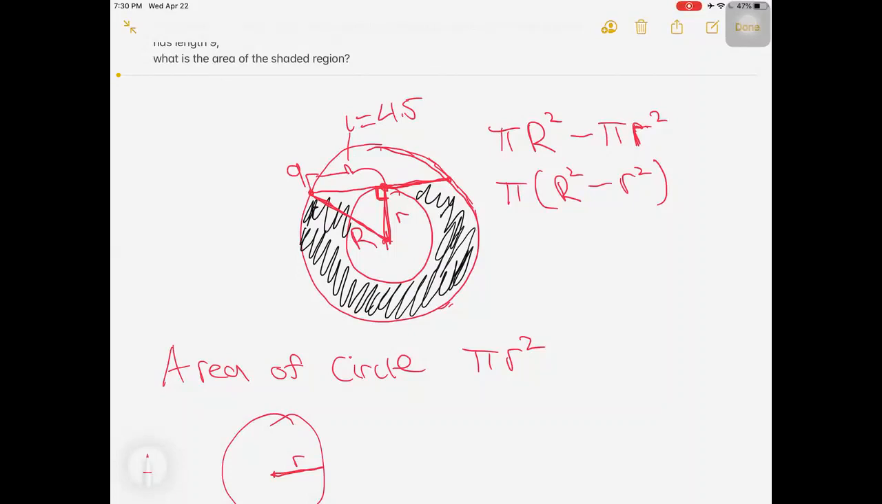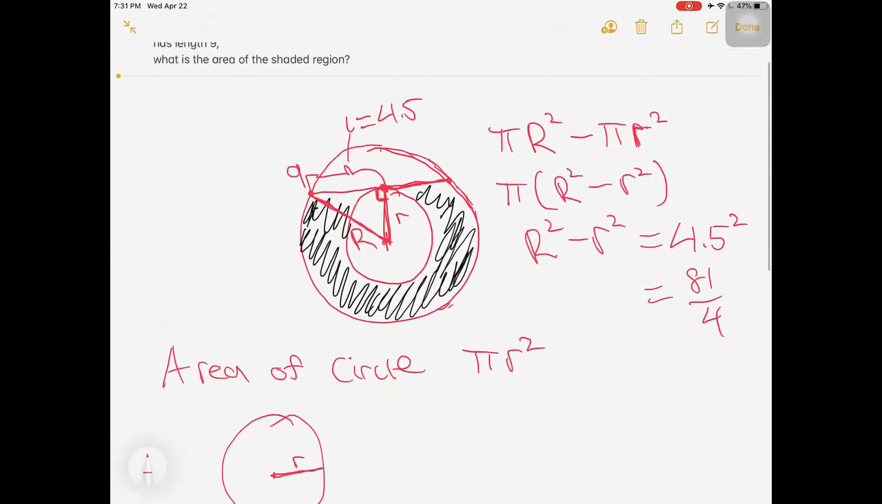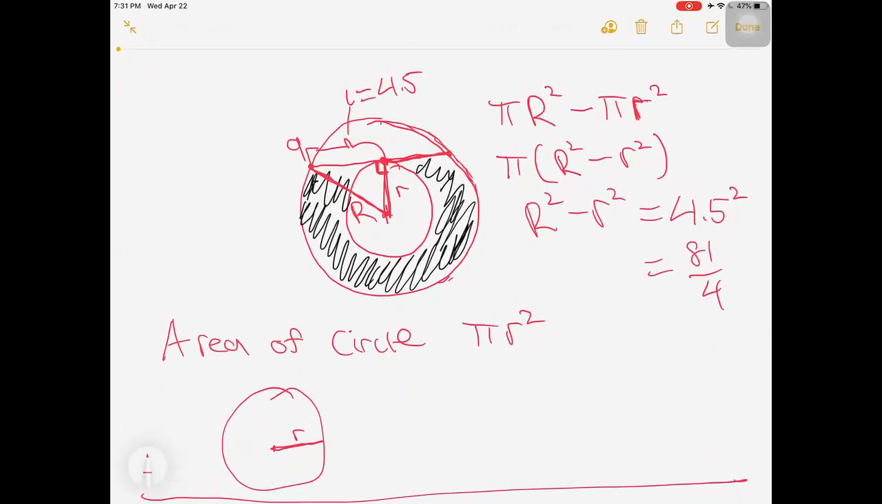So we have R squared minus r squared is equal to 4.5 squared, or it's just equal to 81 over 4. So finally, we multiply by pi to get our answer. And the answer is just 81 pi over 4 is the area of the shaded region. That makes sense to everyone, right?